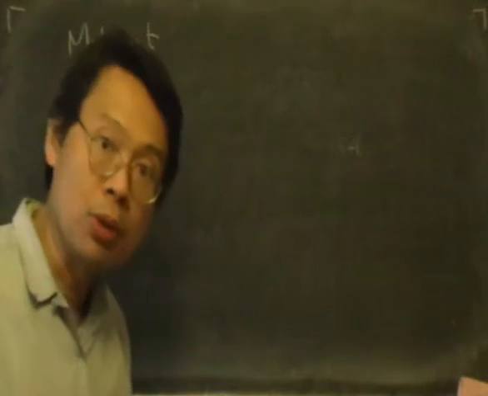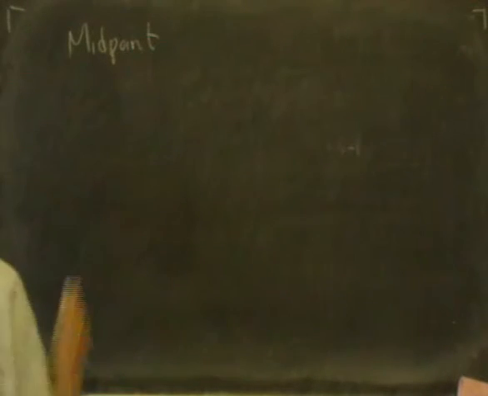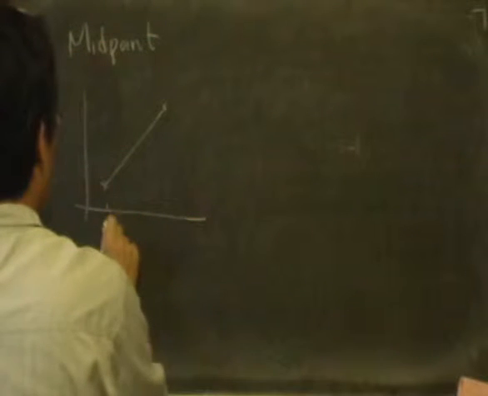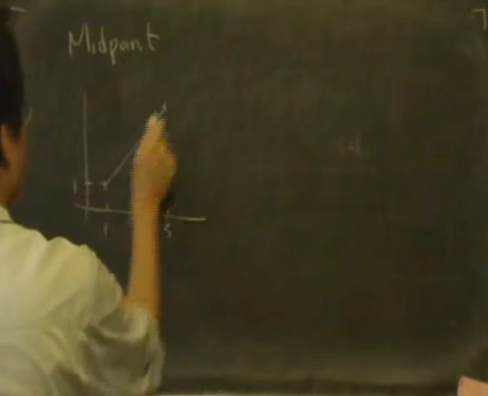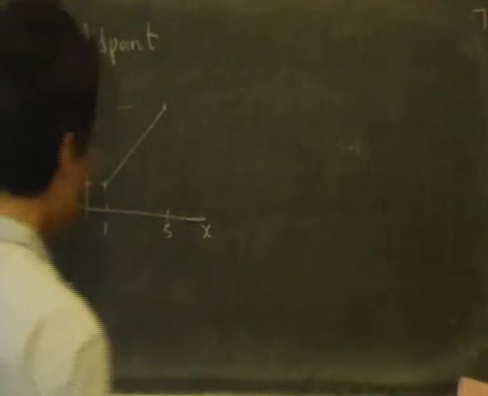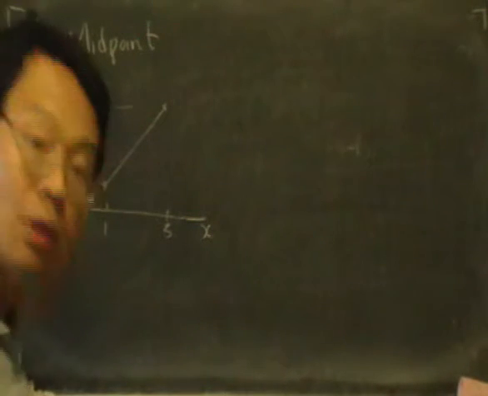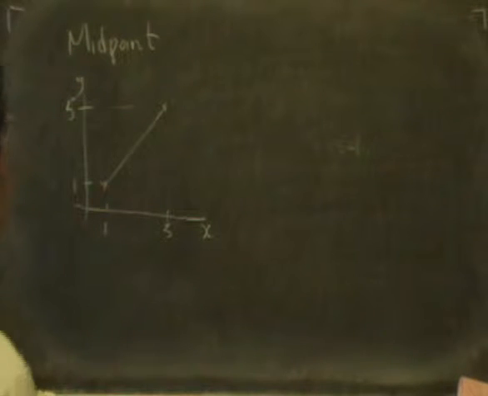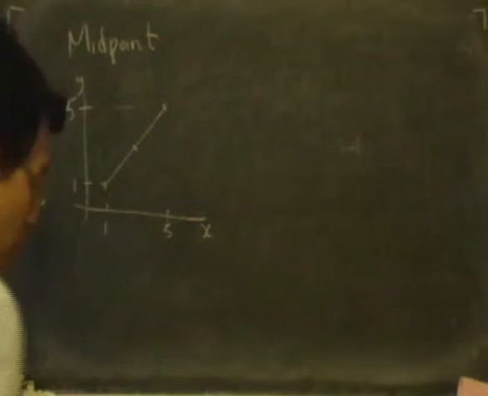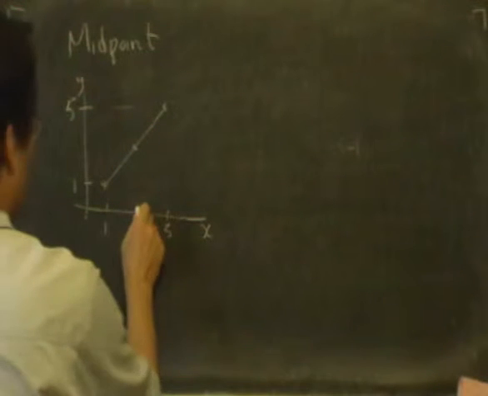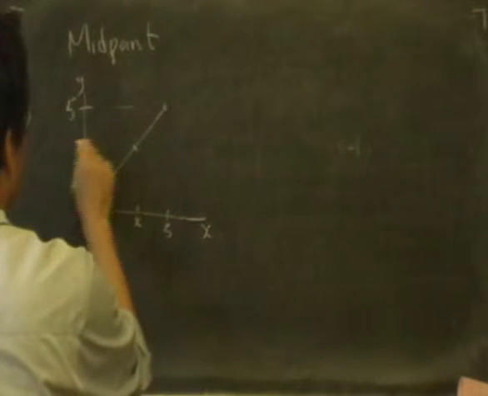Let's have a look at the midpoint now. Suppose I have a straight line between 2 points in the xy plane, and I want to find the position of the midpoint. The point in the middle of the line, I want to know what are its x and y values. That's x, that's y.